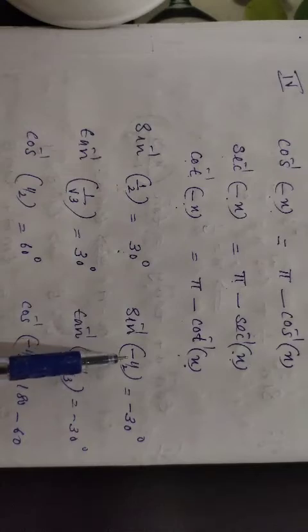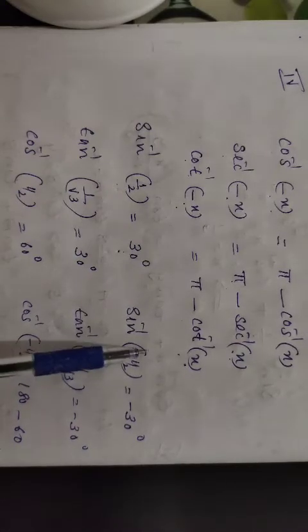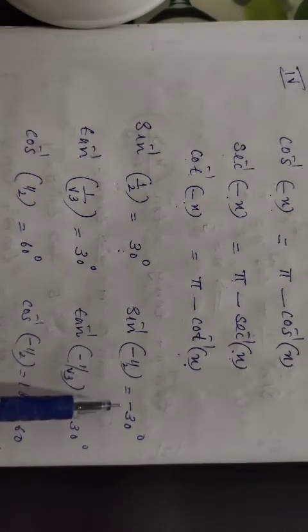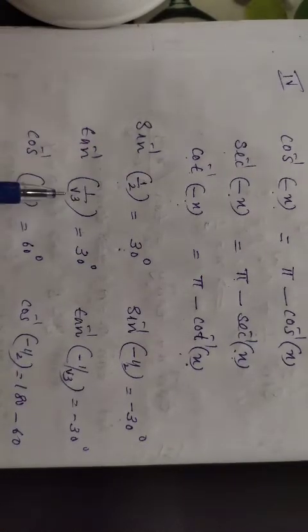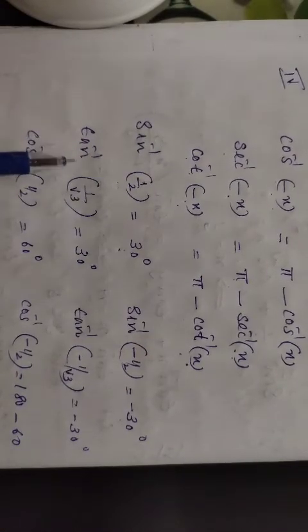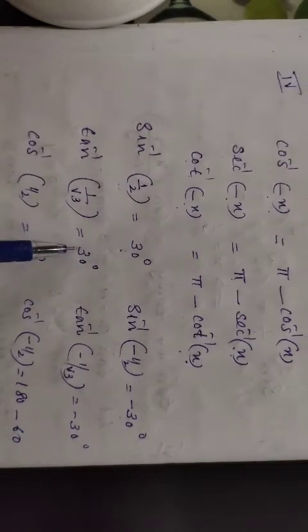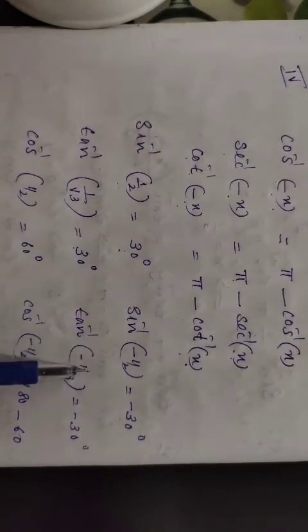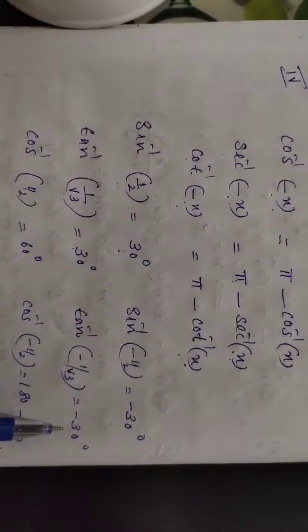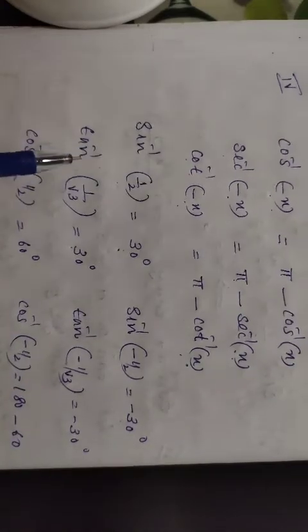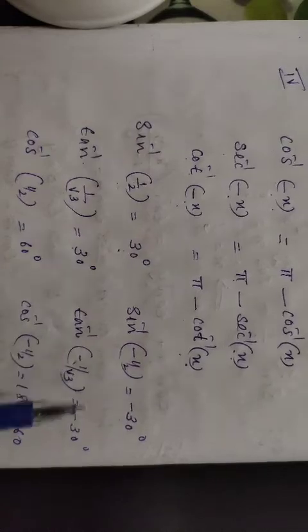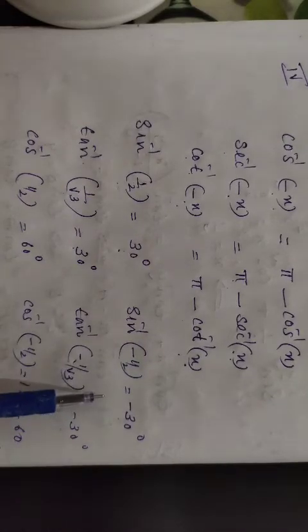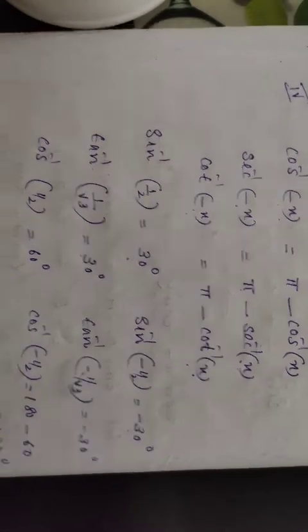And what is sin inverse minus 1 by 2? If the value is negative, the answer is direct negative, that is minus 30. Then tan inverse 1 by root 3. Tan of which angle is 1 by root 3? 30 degree. Then tan inverse minus 1 by root 3 is minus 30. In the case of sin, tan and cosec, if the value is negative, the answer is direct negative. You got the point?